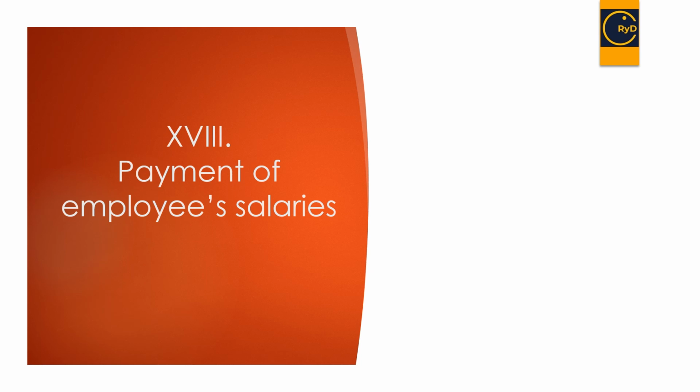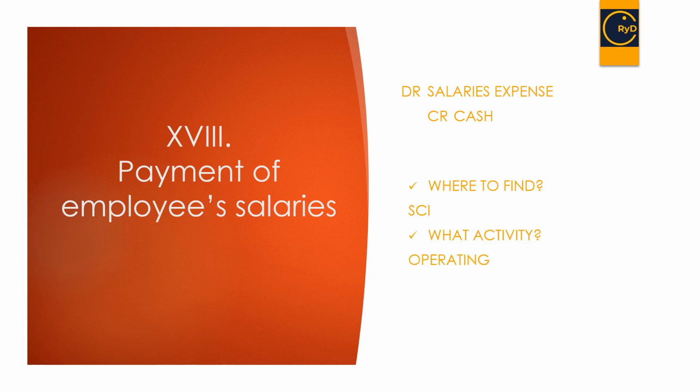Next, we have payment of employees' salaries. The entry would be debit to salaries expense, credit cash. So this can be found in our statement of comprehensive income expense portion. So this is an operating activity.